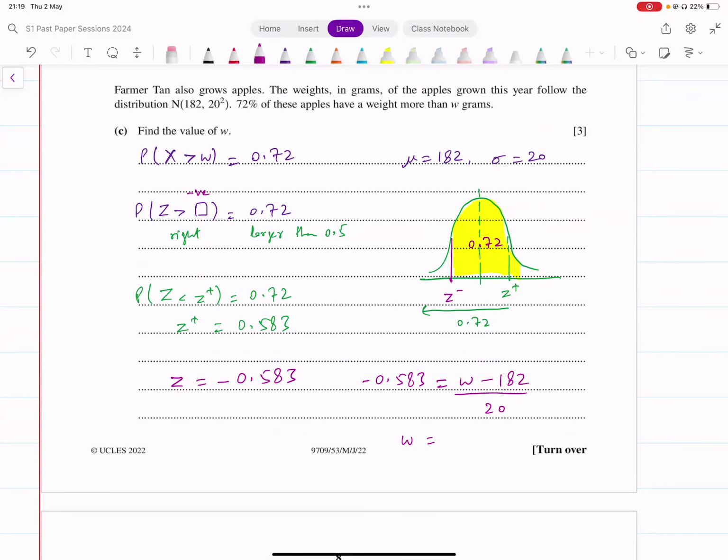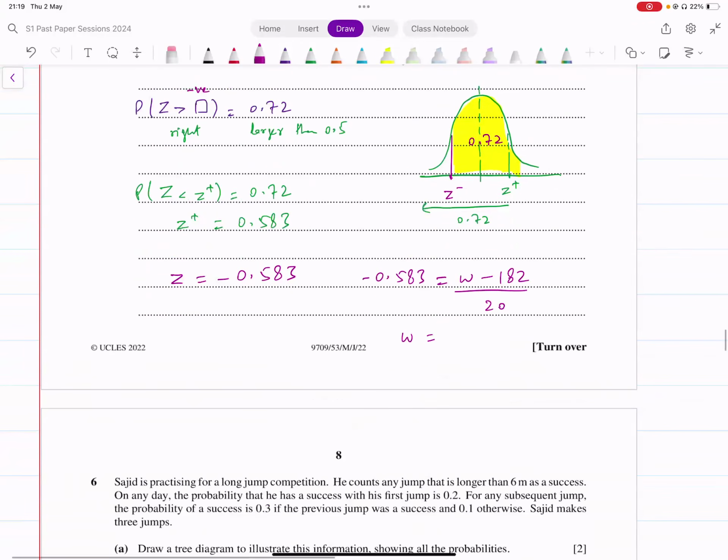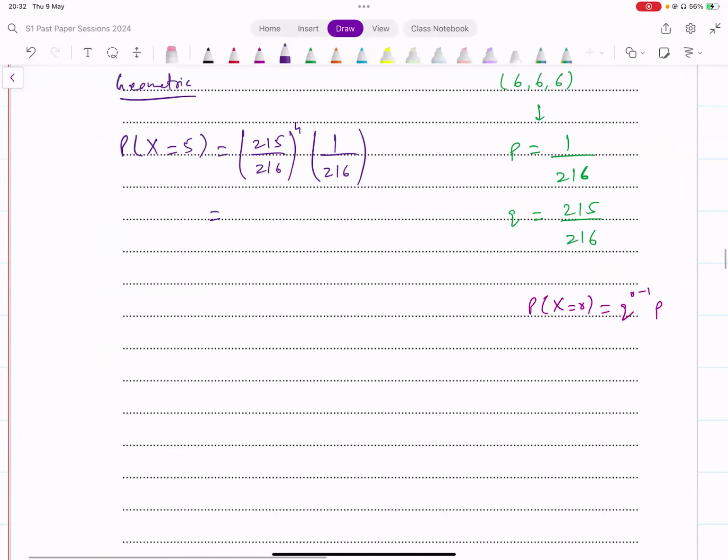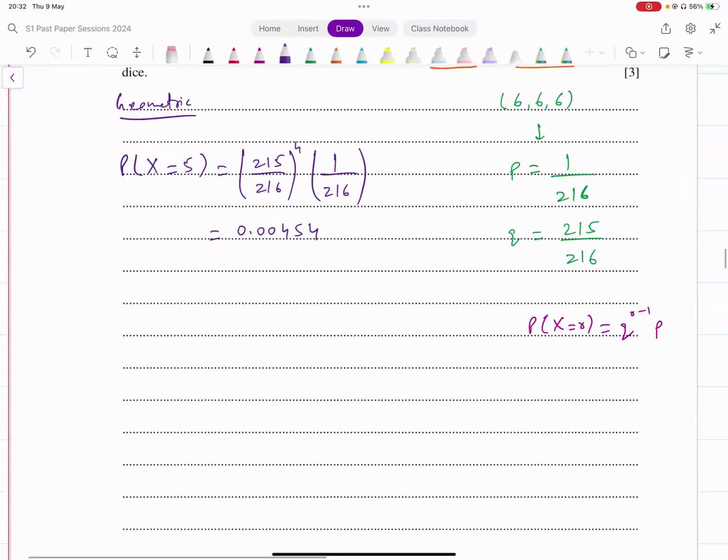You can see what that turns out to be. 20 into 0.583, and that's negative. So 182 minus that number, that's giving me 170.34. Significant figures, you're saying that becomes 0.00454. That's the probability that we get. Okay, that's the second part. Simple geometric distribution problem. Now let's move on.